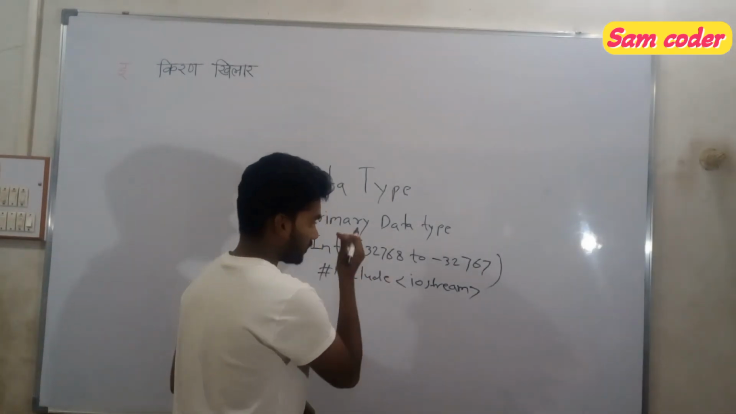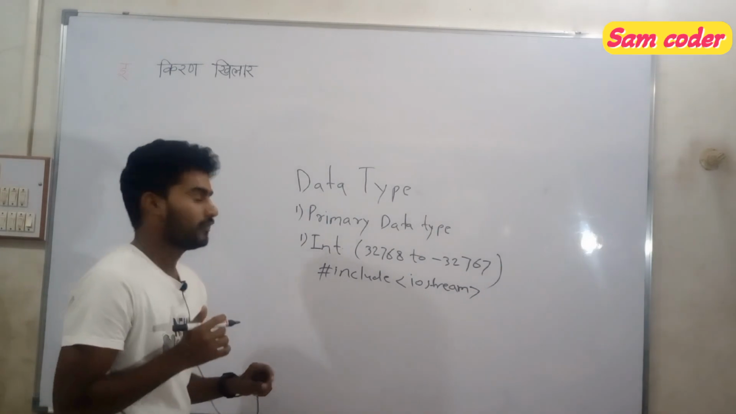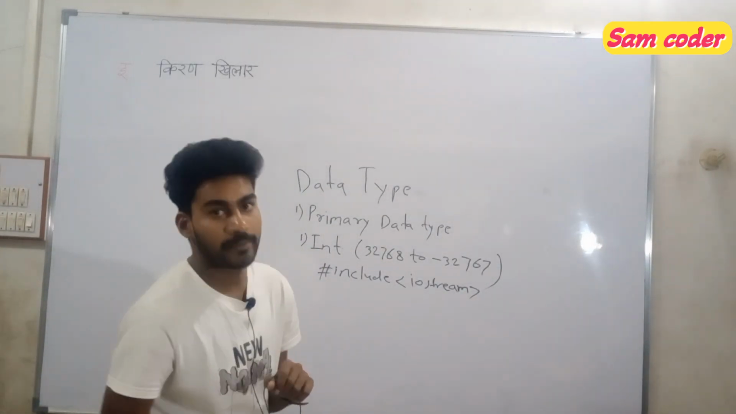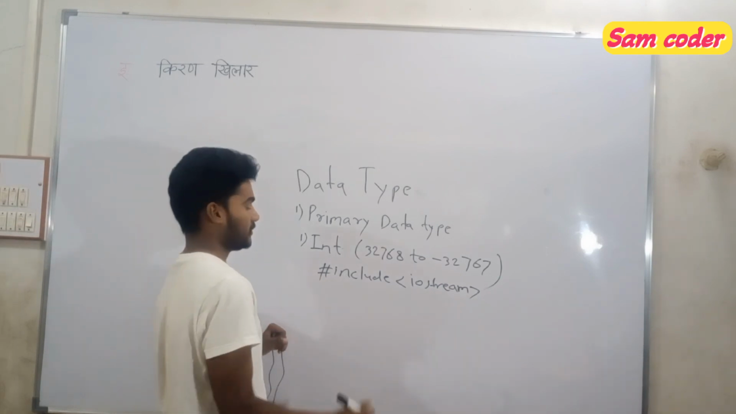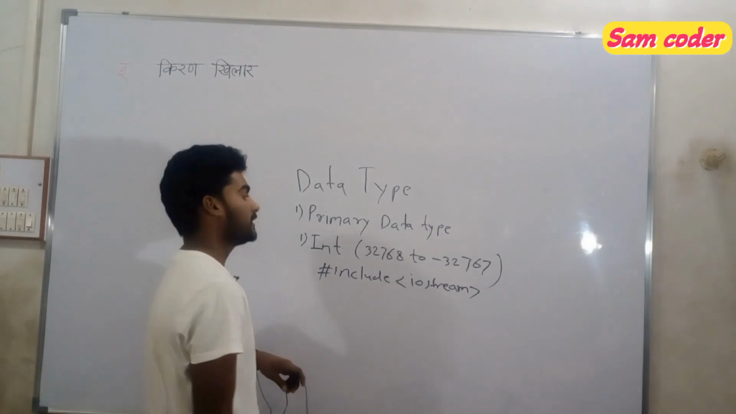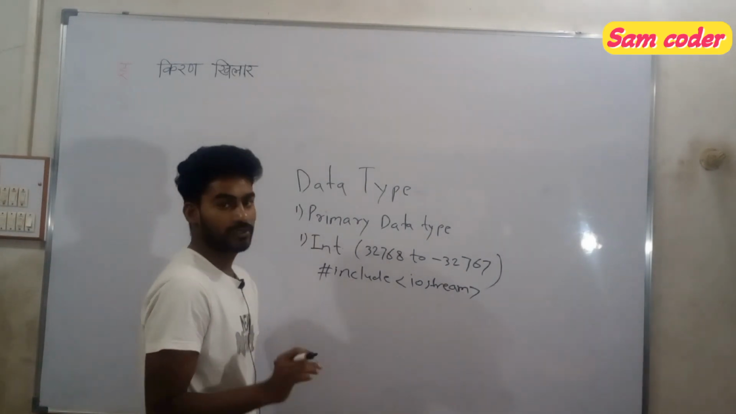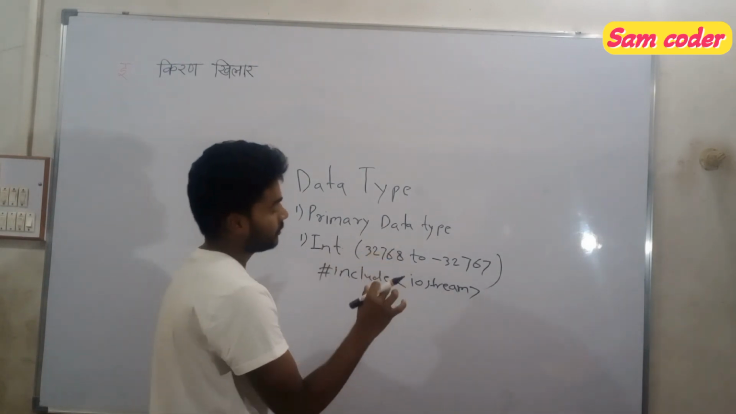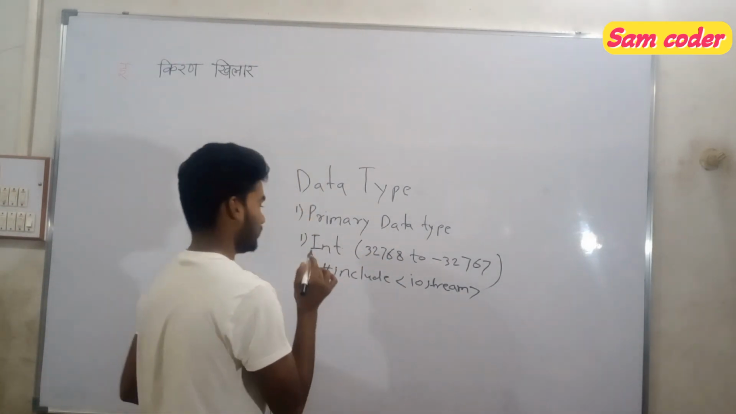And we are just learning about data types. First of all, I have taken the primary data type, and in that primary data type, there is the integer data type. The range is minus 32,768 to 32,767. In this range of numerical digits, we can use the integer data type.